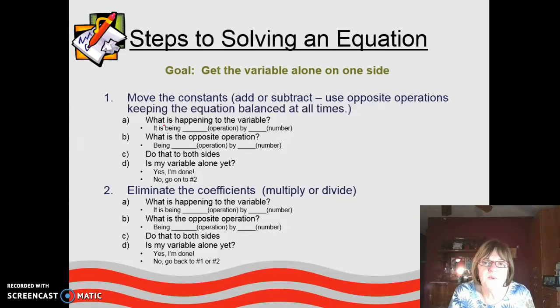See how you can say that? Don't just stop with the operation, though. I have a lot of students who'll say, well, it's being divided. By what? I need to know what. So say all of it. Then you're going to do that to both sides.